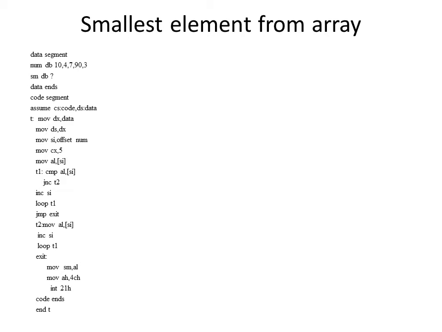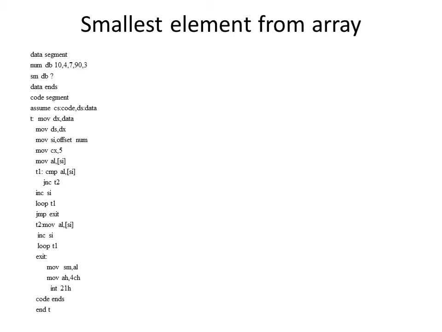Yeah, this T block, you know that. Just see the T1 block. Compare AL with the content stored at SI. If the carry flag is not set, then go to the T2 block. What is that T2 block? Transfer the content stored at SI to AL. Otherwise, if the carry flag is set, then this instruction will be skipped. Just need to increment SI, decrement CX, and if CX is not 0, then go to T1.